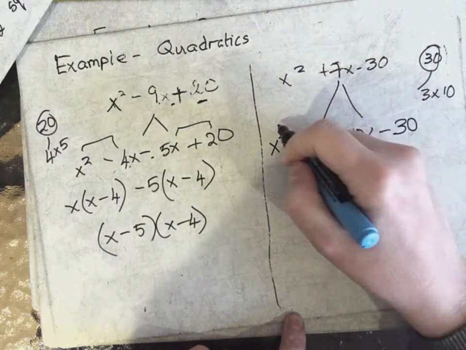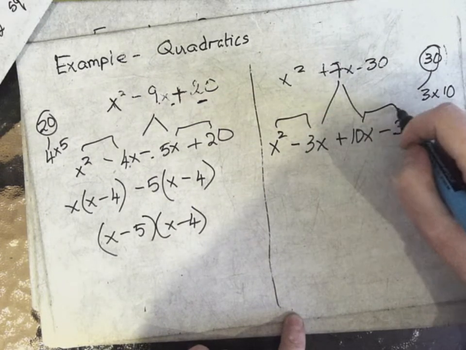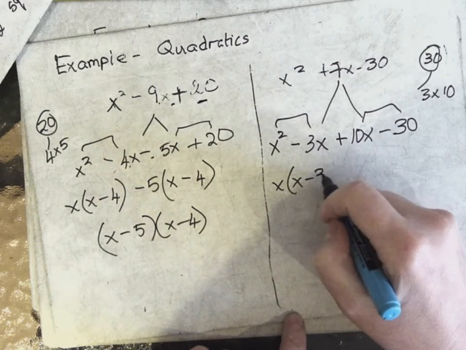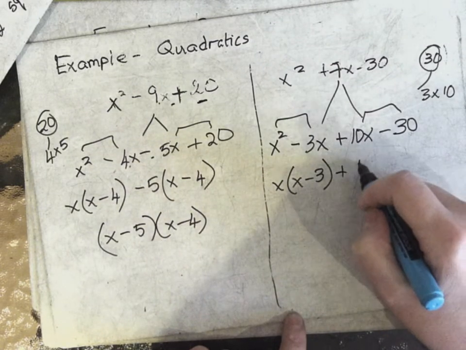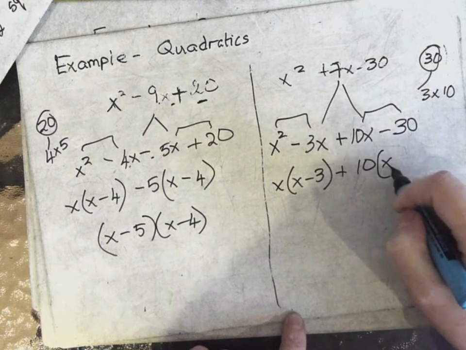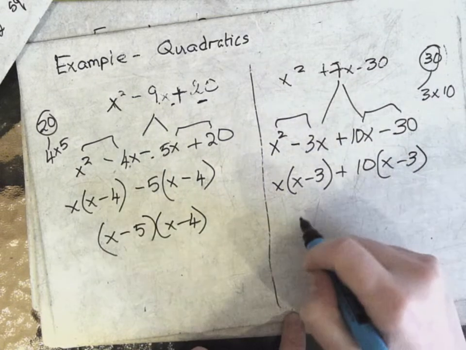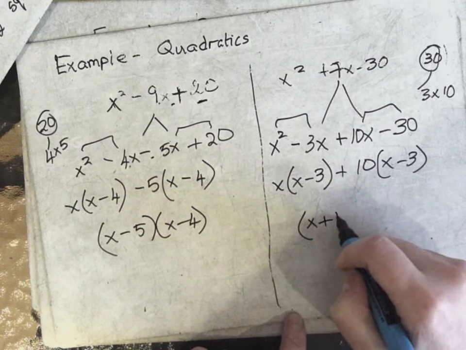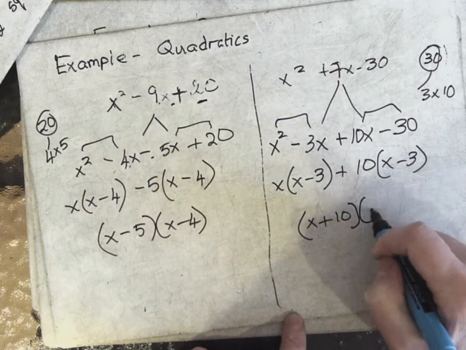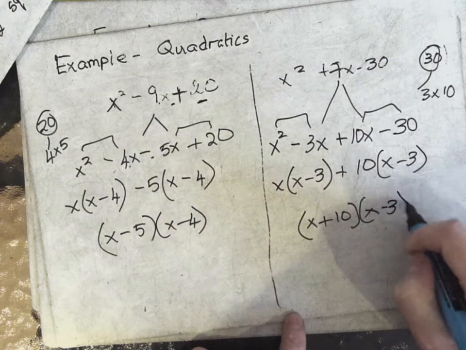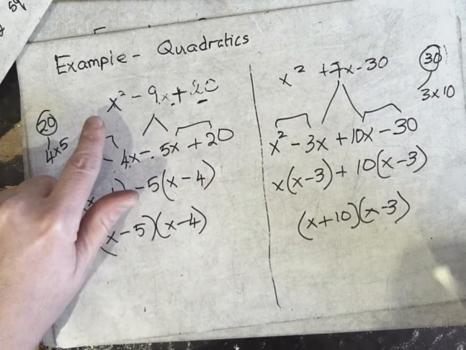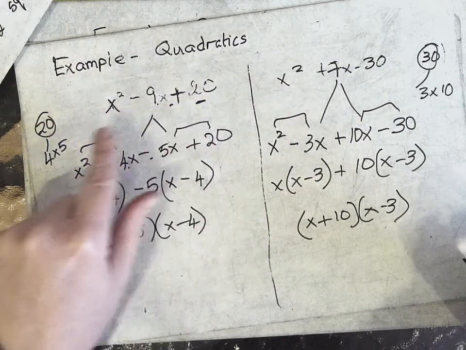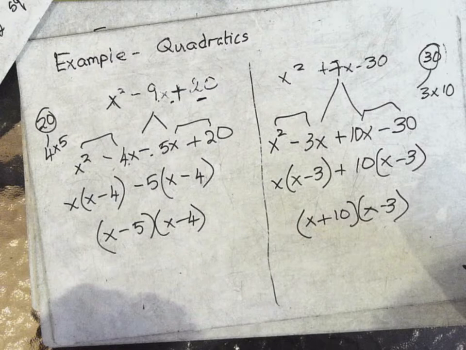So then you pair up the first two and you pair up the second two. Out of the first two there's an x common, you're left with x minus 3. Out of the second two there's a 10 common and you're left with an x minus 3. So you make up the first bracket from the bits, so that's x plus 10, and x minus 3. Please note in both these examples that the coefficient of x squared, as in the number in front of x squared, is a 1, as in there's no number there, so it's understood to be a 1.